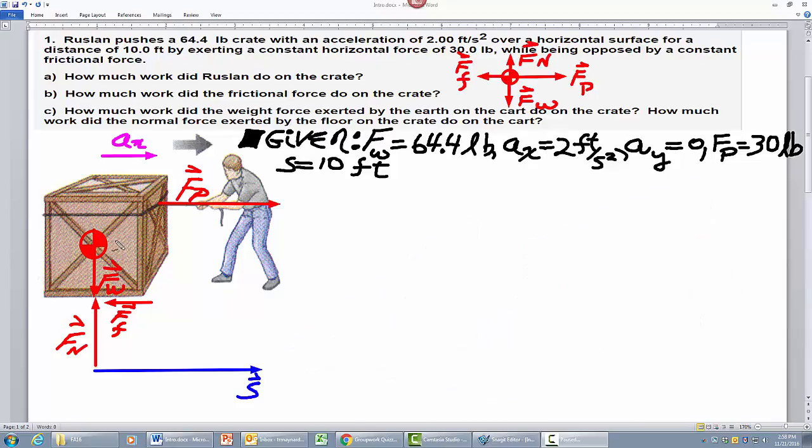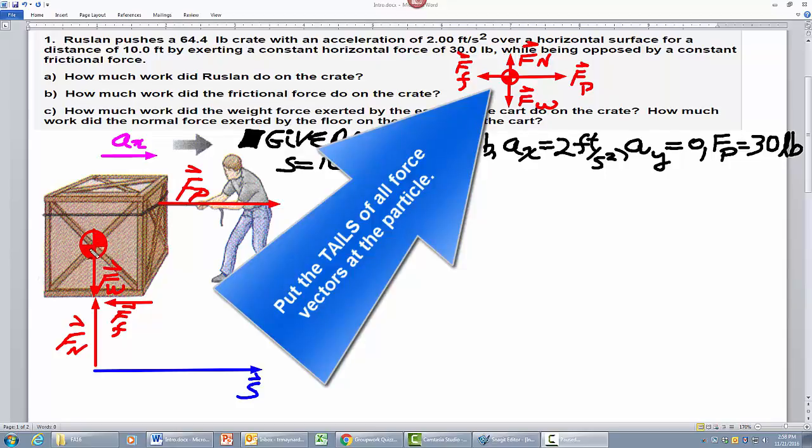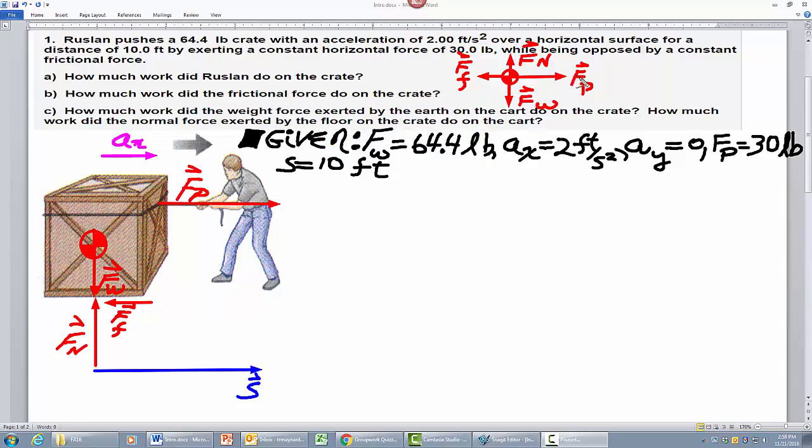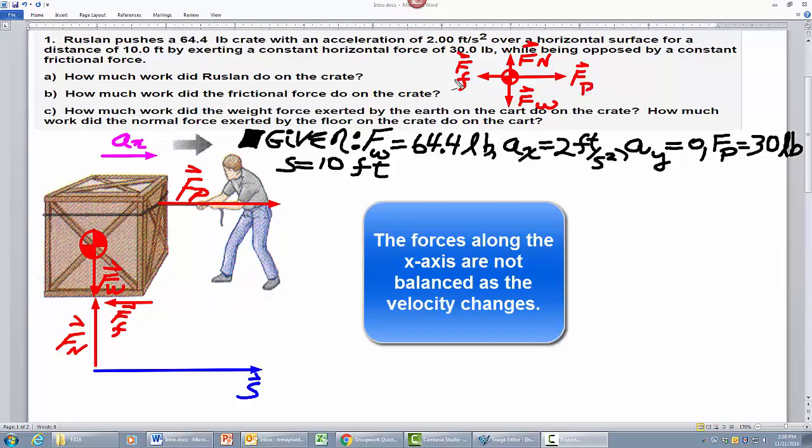The final step for our force diagram is to collapse the crate to a particle at its center of gravity and make all the forces concurrent on that particle. This is depicted here. The pulling force is this way, the frictional force is this way. Since there is an acceleration in the positive x-axis direction, the net force must be in the same direction. Therefore, we know that the magnitude of the pulling force is greater than that of the frictional force, and we make this vector longer in length.